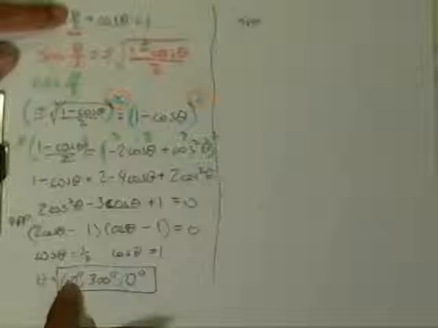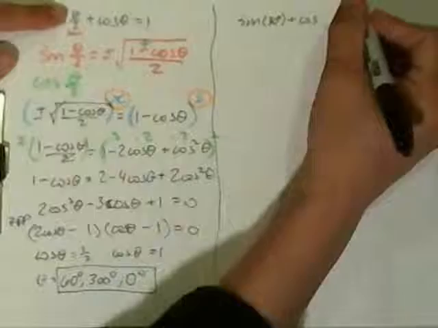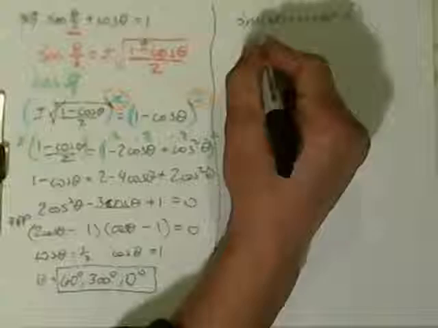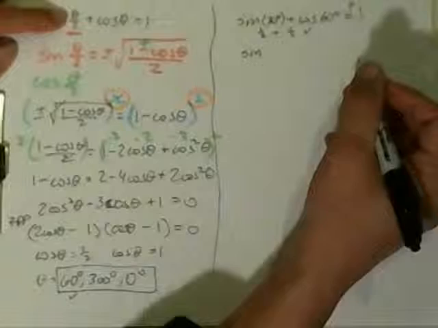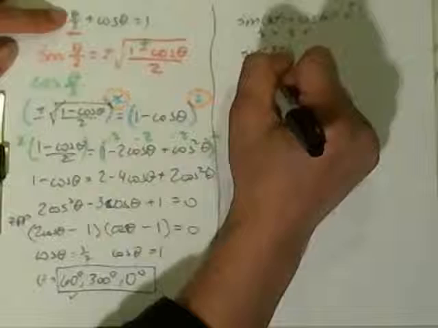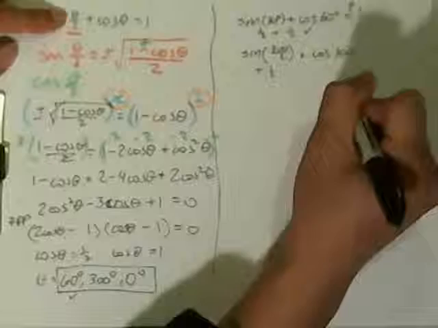Sine of 60 divided by 2, that's the half angle, which is 30 degrees, plus the cosine of that angle, which is 60 degrees, does that equal 1? Sine 30, 1 half, plus cosine 60, 1 half. Checks out fine. Let's try 300. Sine of 300 over 2, that's the sine of 150, that's equal to positive 1 half. Plus the cosine of 300, cosine 300 is also 1 half, equals 1, that checked out.